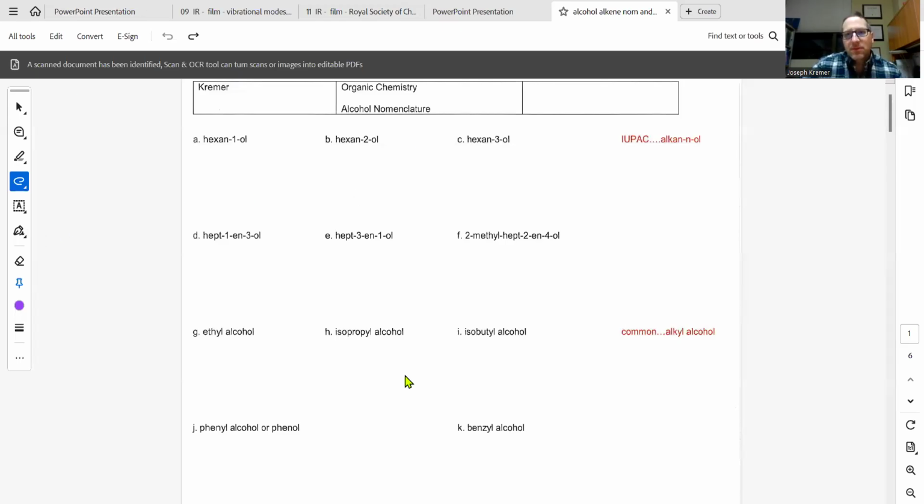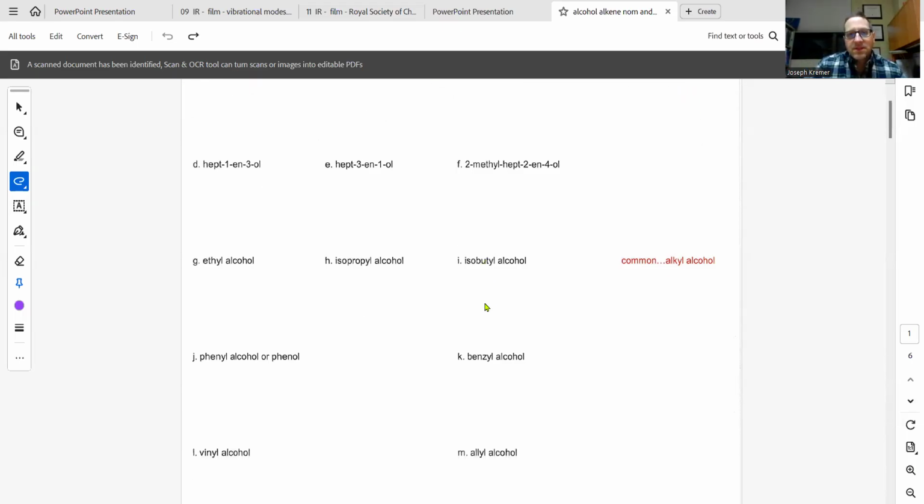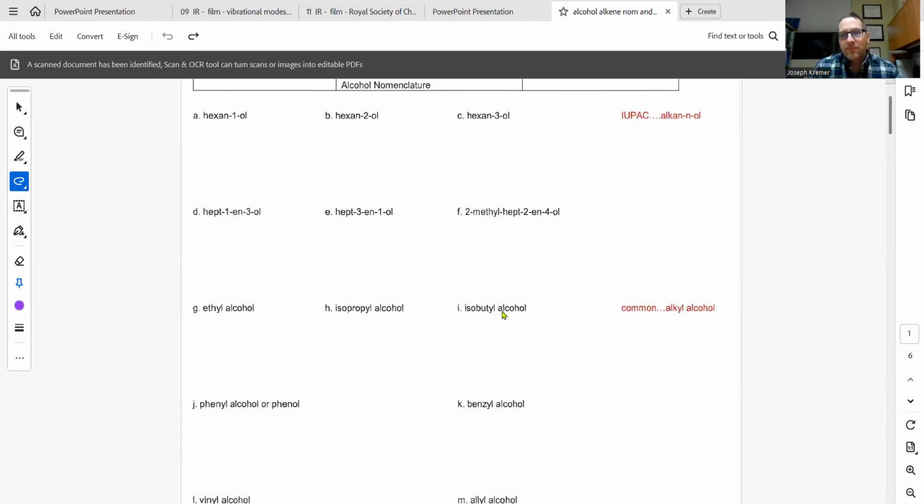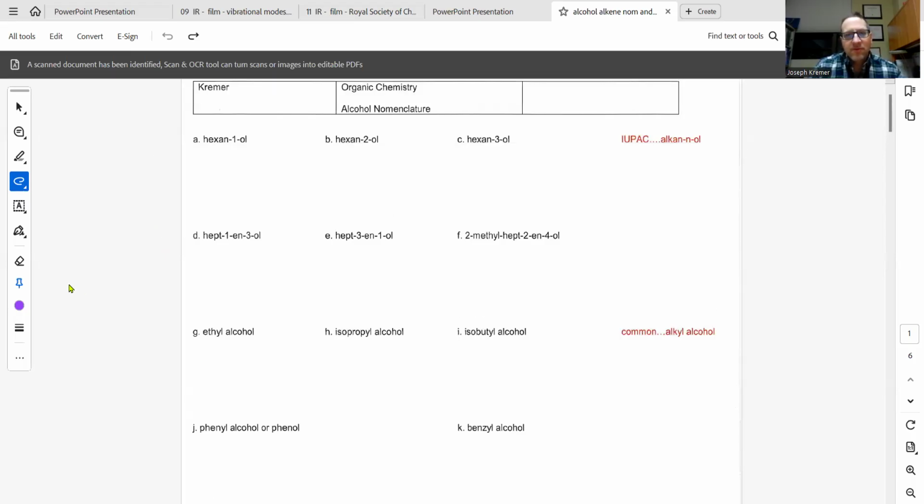So this is a worksheet which will begin things, and we will be going forward with naming alkenes and drawing them and the relation thereof. So without a bunch of fluff, I'm just going to head into it.